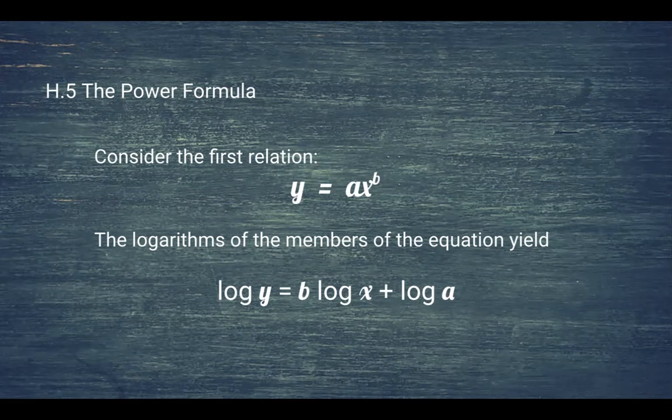This suggests plotting the points log of x and log of y. If the points obtained lie approximately on a line, the power function is applicable to the set of data. The procedure then is to determine a and b for the best linear fit to the points log of x and log of y. The substitution of the values thus found in the equation y is equal to a times x to the power of b gives the best power fit to the data.